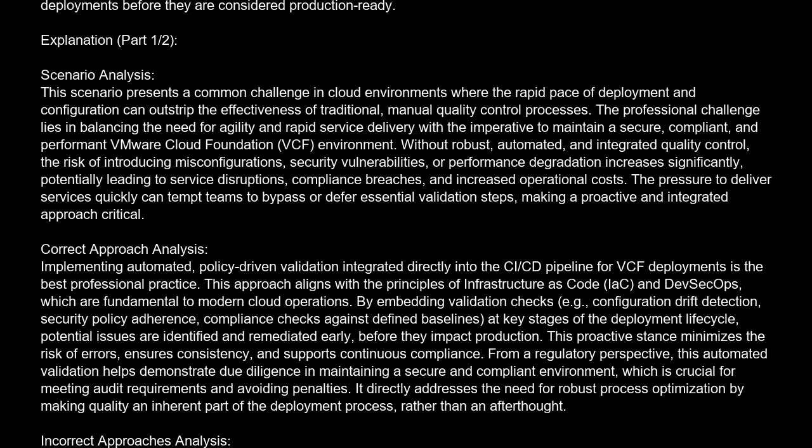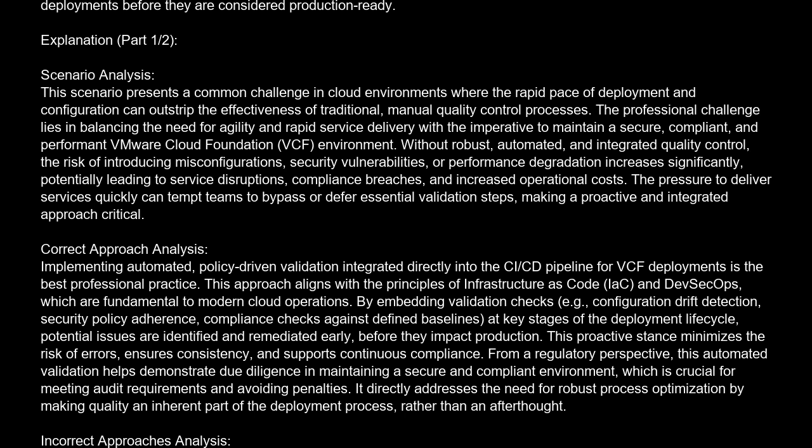Implementing automated, policy-driven validation integrated directly into the CI/CD pipeline for VCF deployments is the best professional practice. This approach aligns with the principles of infrastructure as code (IaC) and DevSecOps, which are fundamental to modern cloud operations. By embedding validation checks, e.g., configuration drift detection, security policy adherence, compliance checks against defined baselines, at key stages of the deployment lifecycle, potential issues are identified and remediated early before they impact production. This proactive stance minimizes the risk of errors, ensures consistency, and supports continuous compliance.